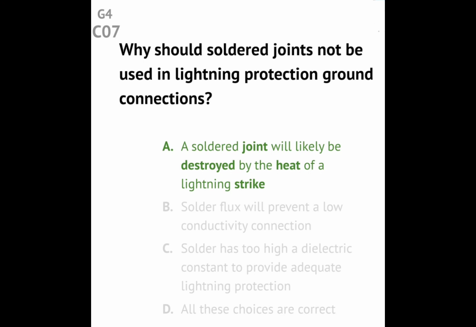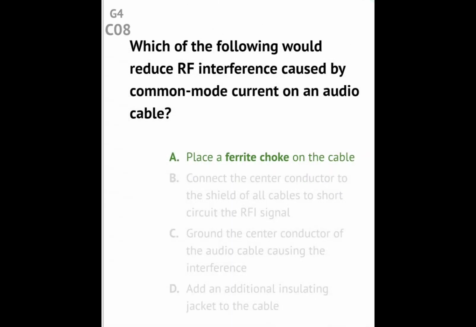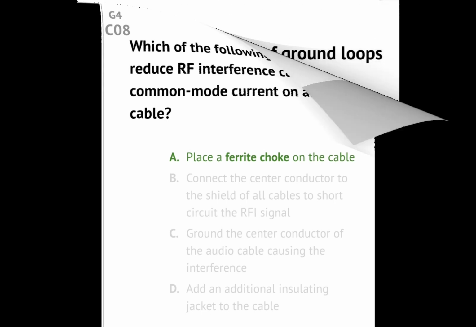Question G4C07. Why should soldered joints not be used in lightning protection ground connections? Answer: a soldered joint will likely be destroyed by the heat of a lightning strike. Question G4C08. Which of the following would reduce RF interference caused by common mode current on an audio cable? Answer: place a ferrite choke on the cable.